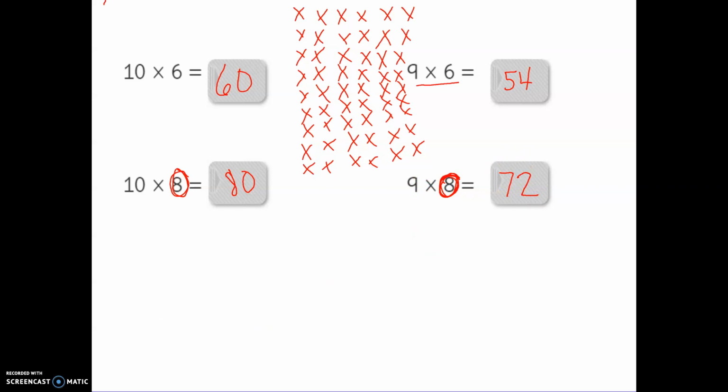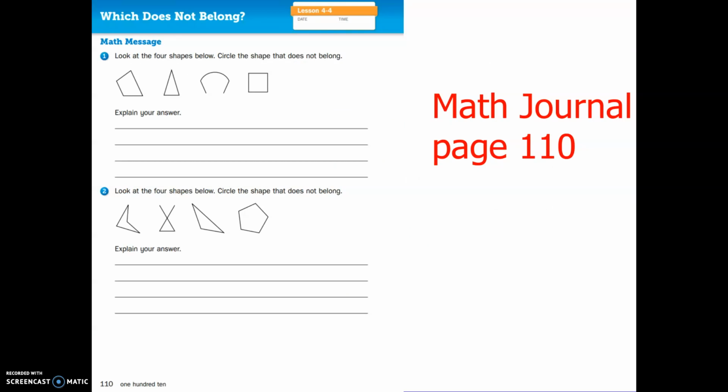72. Okay, I want you to get out your math journal and turn to page 110. Pause if you have to go and get it, and have a pencil handy. So, for number 1, I want you to look at the 4 shapes below.